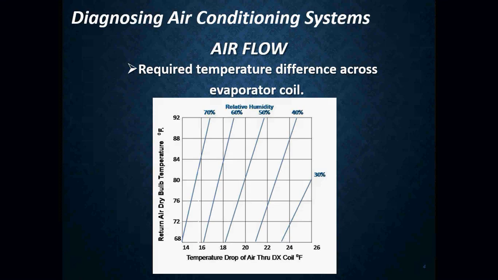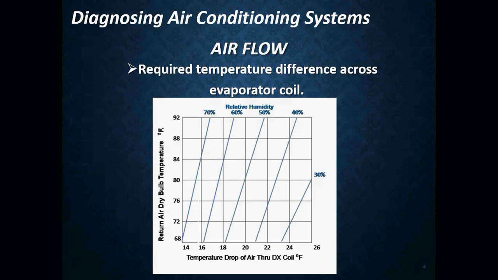So if the temperature difference is greater than the required temperature difference across the evaporator coil, there is most likely an airflow problem. Okay? The problem is not enough airflow, causing the air to stay in contact with the coil much too long and creating a greater temperature difference across the coil. Remember, air conditioning is air movement. We're trying to move the air at a certain velocity so that we can efficiently cool a space.